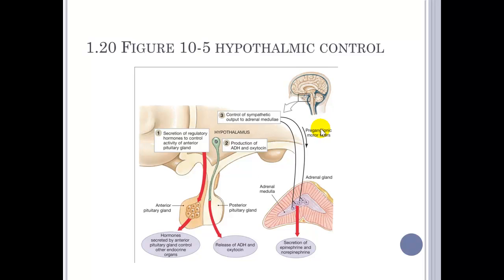So this is hypothalamic control. Again, it's divided into two parts, anterior and posterior. ADH is produced and released into the hypophyseal system, going out to the body, with release of ADH and oxytocin. In the adrenal gland, this causes a secretion of epinephrine and norepinephrine. Simultaneously, as the antidiuretic hormone is released, your heart rate is going to increase from the epinephrine, and you're going to get an alpha response, or vascular constriction.